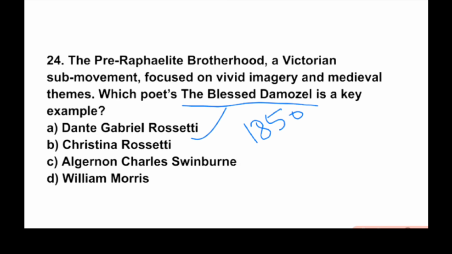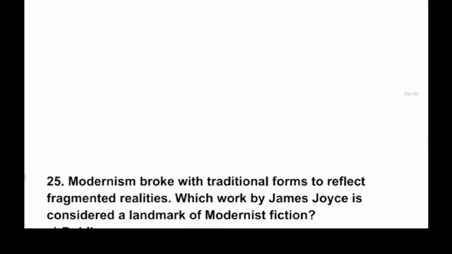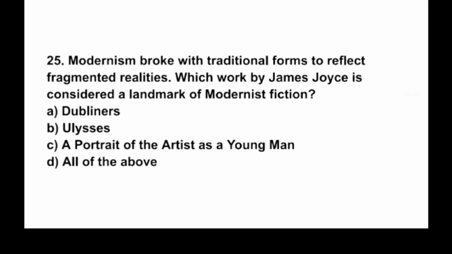Combines sensuous imagery and spiritual themes central to pre-Raphaelite aesthetics. Modernism broke with traditional forms to reflect fragmented realities. Which work by James Joyce is considered a landmark of modernist fiction? Option B, Ulysses. Joyce, Ulysses, 1922.